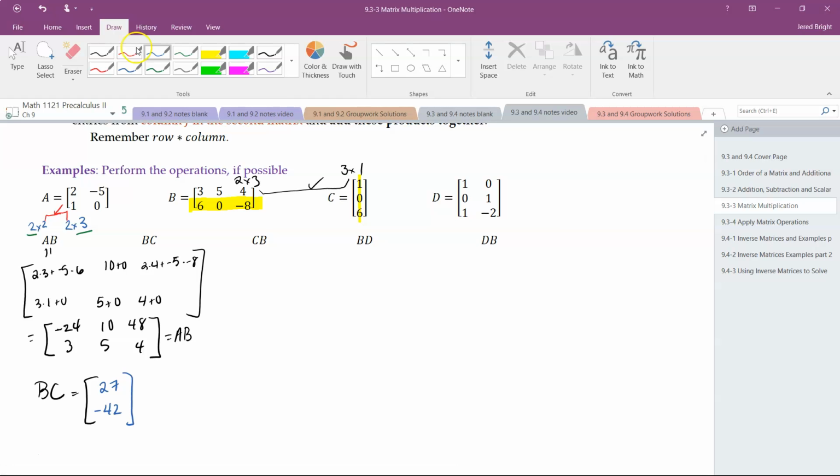Now the next one, CB. The order again matters, so we have C as 3 by 1, and then B as 2 by 3. Is that possible? Nope, because they're not the same, so I'm just going to say not possible. So we've set up the story here. If you want to take your time and show more work, you certainly can. Otherwise, you can jump straight ahead like I did for BC.